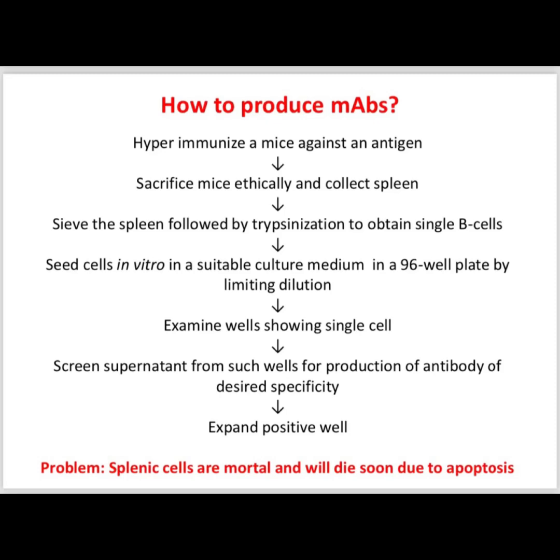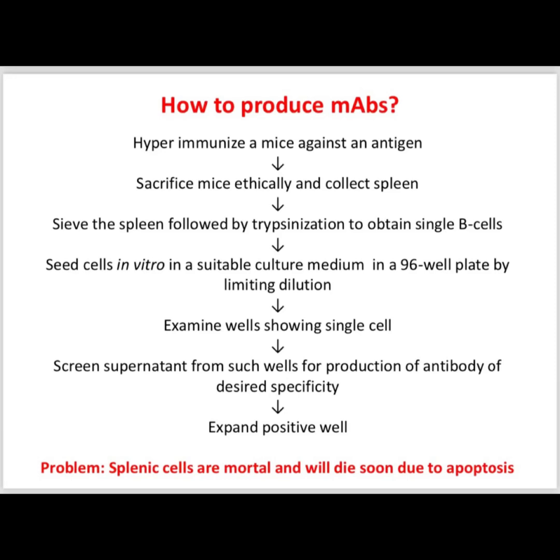How to produce monoclonal antibodies? Hyperimmunize a mouse against an antigen. Sacrifice the mouse ethically and collect the spleen. Mince the spleen, followed by trypsinization to obtain single B cells. Seed cells in vitro in a suitable culture medium in a 96 well plate by limiting dilution. Examine wells showing a single cell. Screen supernatant from such wells for production of antibodies of desired specificity.